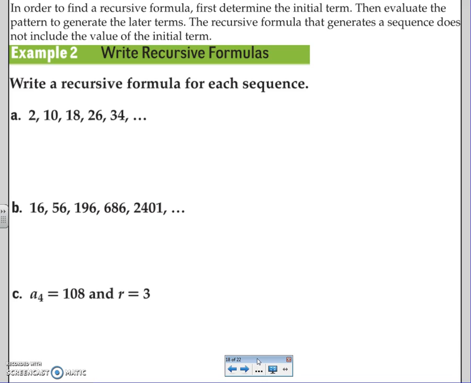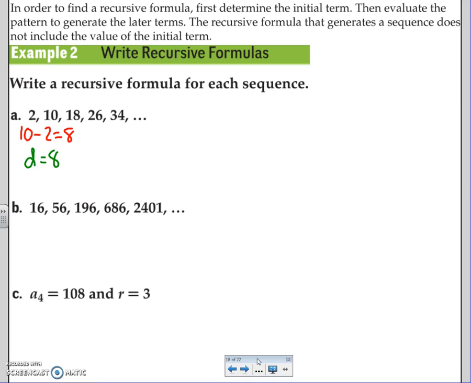So here's the first one. Write a recursive formula for each sequence. This first one, we have to figure out whether it's arithmetic or geometric or neither. We're going to do a check. There's a common difference, d. 10 minus 2 is 8. Okay, that's good. I'm adding: 2 plus 8 is 10, 10 plus 8 is 18, 18 plus 8 is 26, 26 plus 8 is 34. Great. So we know d, our common difference, is 8.